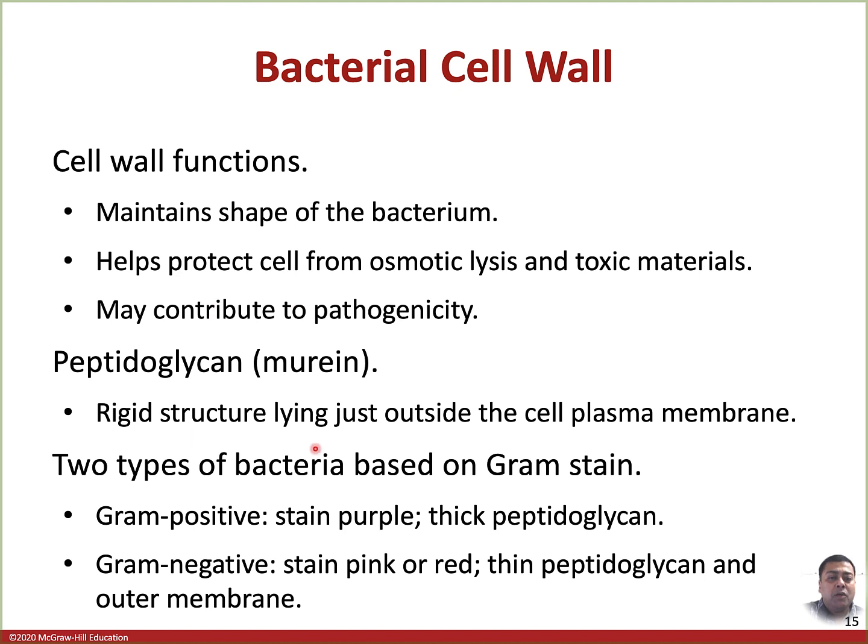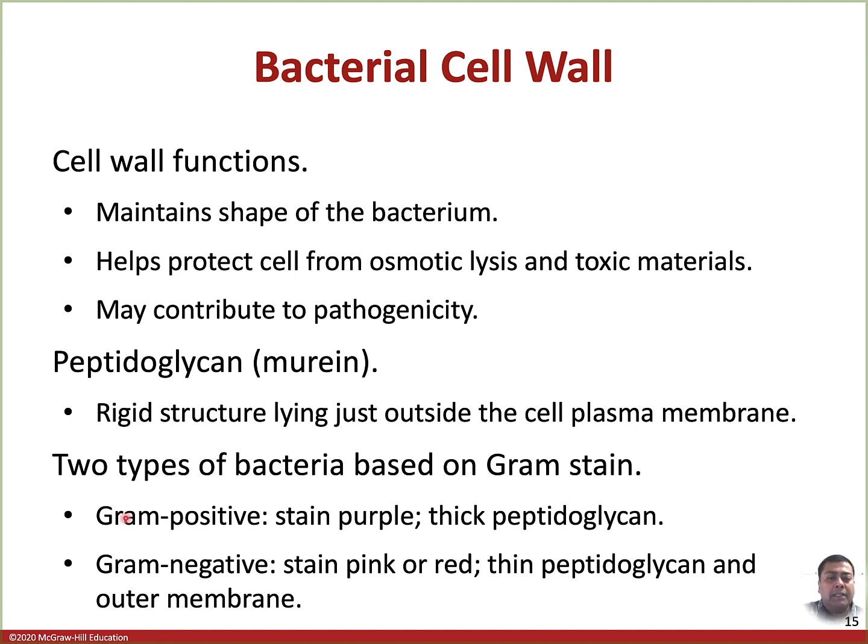So the peptidoglycan, which is also known as murein, is the unique material that is present only in the bacterial cell wall. It is not present in archaea and it is not present in any eukaryotes. This peptidoglycan, as you can see, is made up of peptide, and glycan means carbohydrates. It is a rigid structure outside the cell plasma membrane that forms the bacterial cell wall. And there are some variations of this. We are going to talk about that.